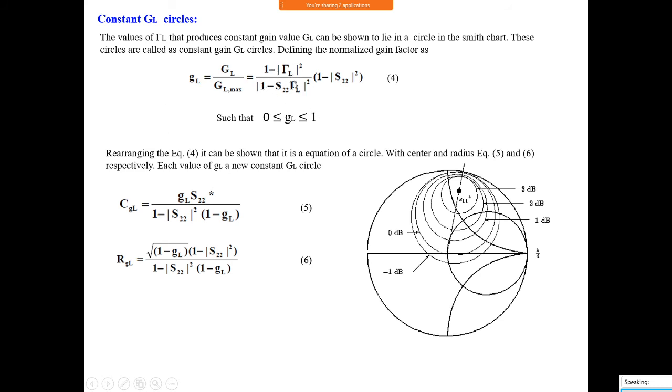All those ZL values give the right hand side equal to the left hand side. That's why it is called a constant gain circle. All these values give a constant value of gain. So this is called constant load circles. Constant GL circle, load gain circles. Constant source gain circles, constant load gain circles.